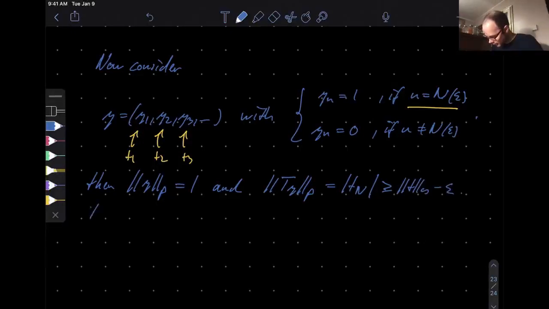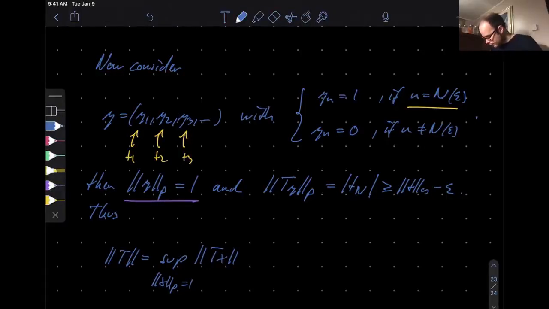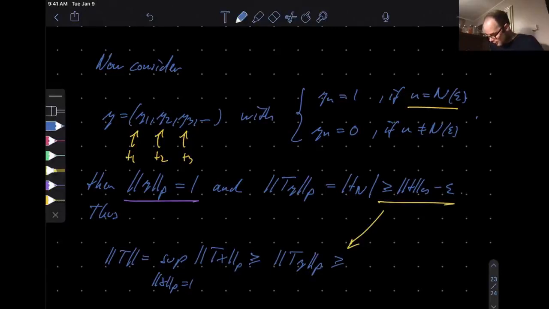Good. Thus, now comes the punchline. The operator norm, which is a supremum, I can take the supremum over the sphere, ‖x‖ equal to 1. Here actually these are p-norms, so I can be more precise than this: ‖x‖_p equal to 1, of ‖Tx‖_p. Now here I have found one element that is on the sphere, so that supremum is going to be at least as big as this element. And here's ‖Tx‖_p, but I know from here that this is at least the infinity norm of t minus epsilon.